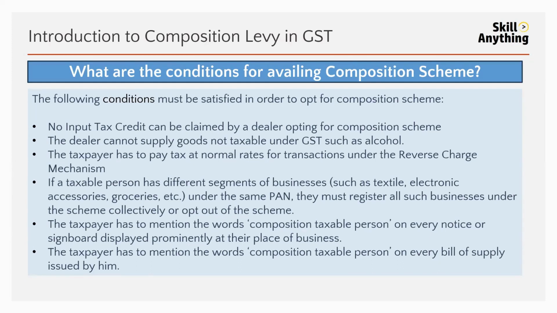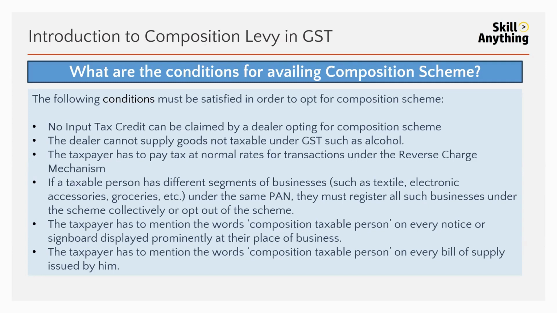If a taxable person in a composition scheme has different segments of business, like textile, electricity, grocery, etc., under the same PAN, they have to register all such businesses under this scheme or opt out from this scheme.